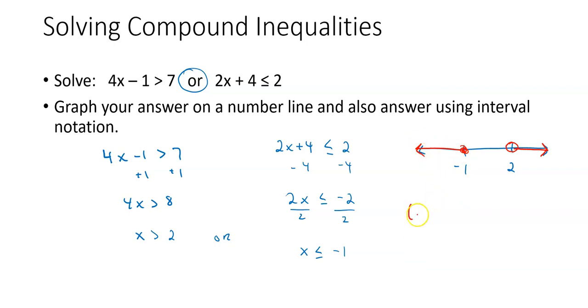So I want the values from -infinity to -1, including the -1. I also want the values from 2 to infinity. So we're not including the 2, so no bracket around the 2, just a parenthesis around the 2. Open bracket around infinity, because infinity and -infinity always get open brackets.